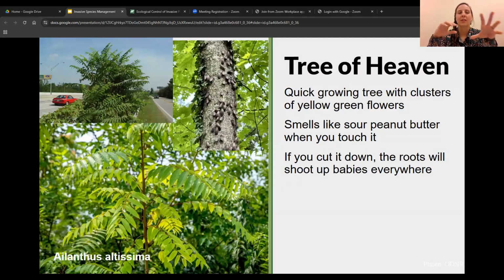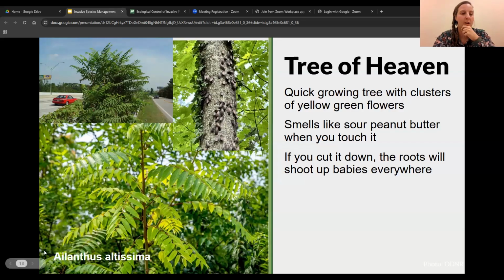Also, sometimes people mistake it for sumac, which is native. So the smell test is probably the best way you'll know. It also has a smooth stem, not fuzzy. Some of our sumacs are fuzzy. And that's how you'll know the difference.